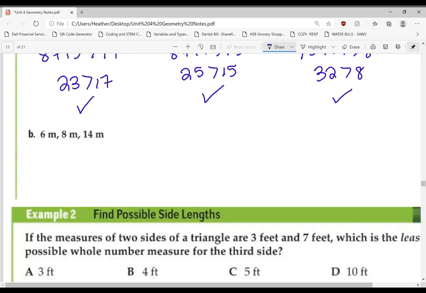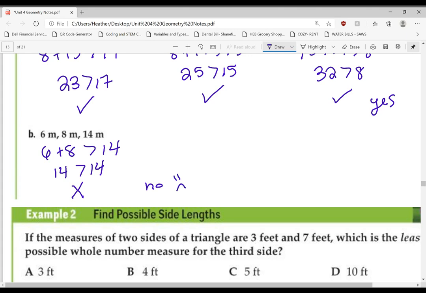Let's check part B. 6 plus 8 is greater than 14. Well, let's check that. 6 plus 8 is 14, greater than 14? 14 cannot be greater than itself because there's not an equal sign there. So that means this is wrong. Since the first one is wrong, we don't need to check the rest of them. So that means we cannot use these sides for a triangle. So the first one was yes, the second one is no.